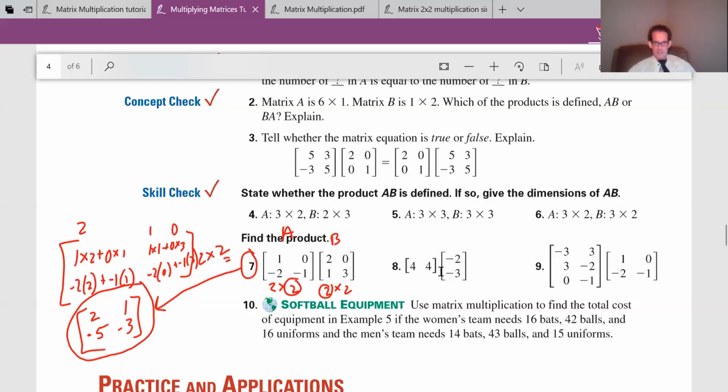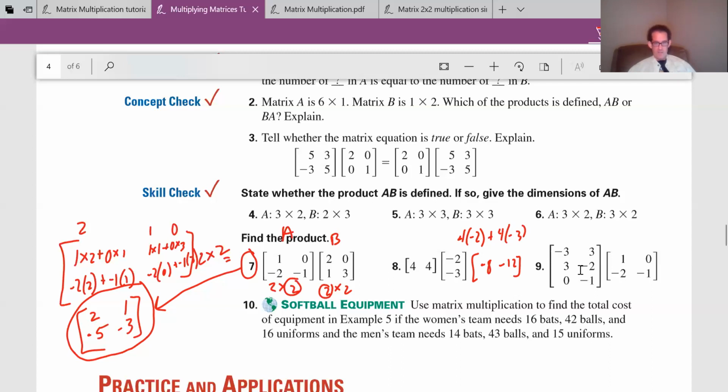Okay, let's take a look at number 4. And you're multiplying each one across. So I have 4 times negative 2, and then I have 4 times negative 3. Okay? And if I figure that out, I'm going to have negative 8, and I'm going to have negative 12.